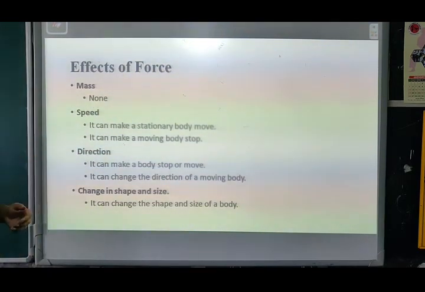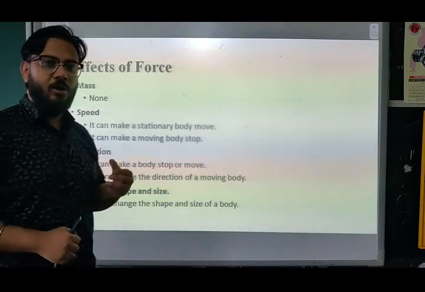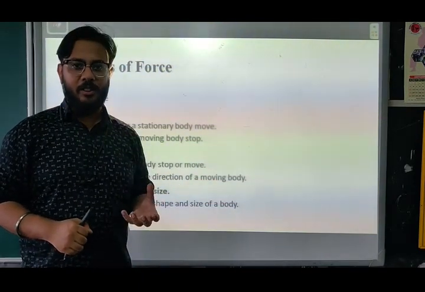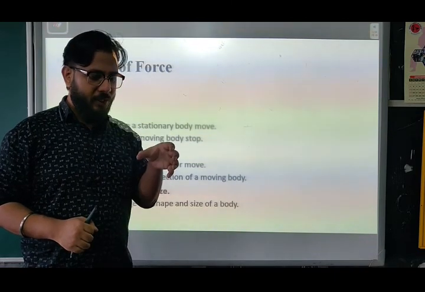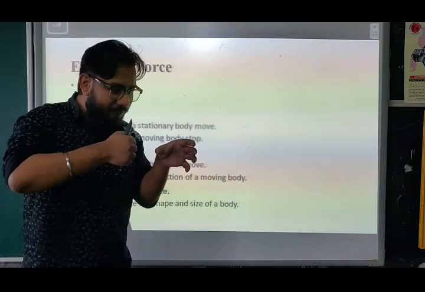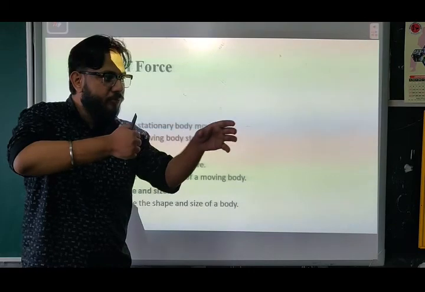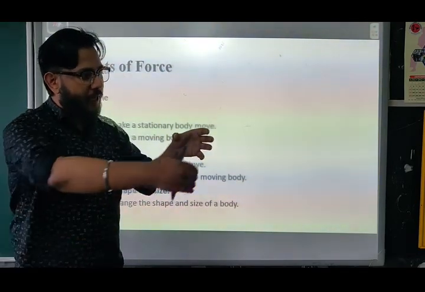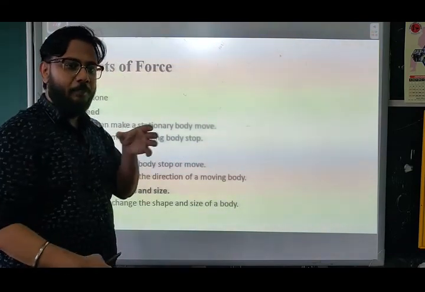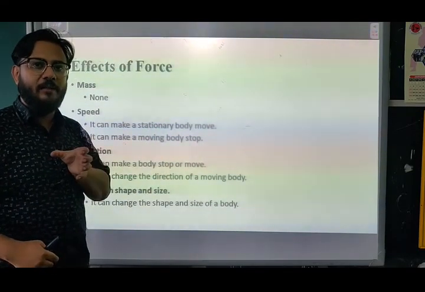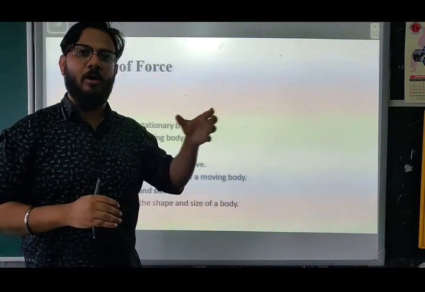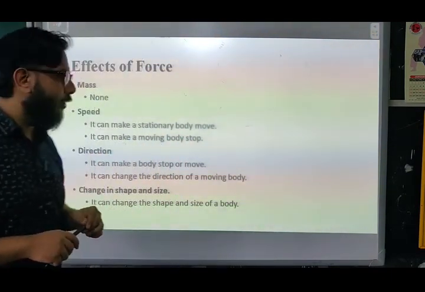Right? Direction. It changes the direction of the movement of the object. Imagine there is an object just sitting there. You apply force from this direction, it moves that way. Right? So imagine it's moving that way and you apply the force and you pull it. So it comes back this way. So the direction of the movement of the body or an object changes because of force.